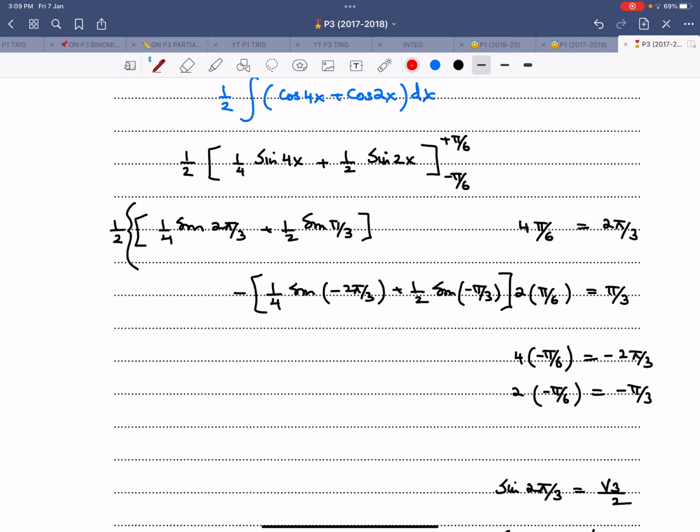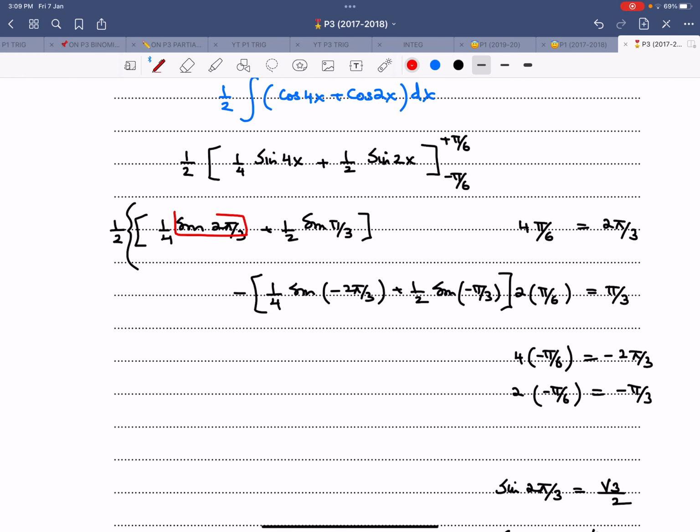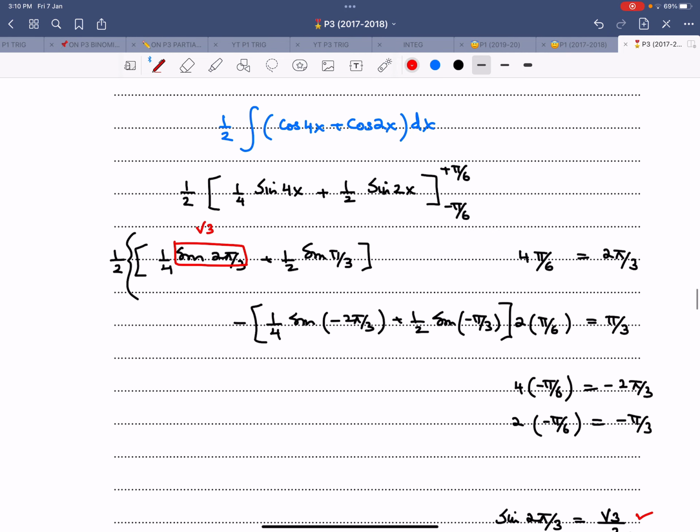Now let us work very comfortably. Sine of 2 pi by 3 is root 3 over 2. Sine of pi by 3 is also root 3 over 2. Sine of negative 2 pi by 3 is negative root 3 over 2, and this one is also negative root 3 over 2.